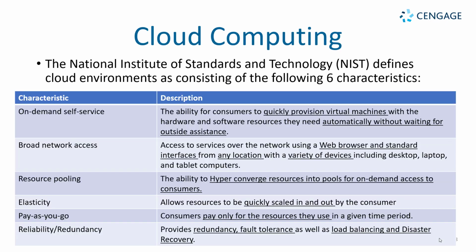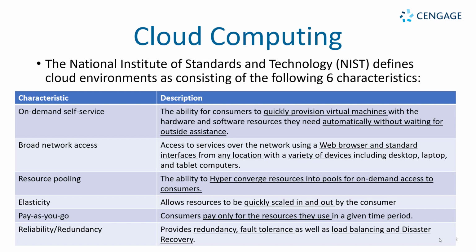That brings us to cloud computing. What do we mean when we say cloud computing service? Well, according to the National Institute of Standards and Technology, NIST defines a cloud environment as consisting of the following 6 characteristics. First, on-demand self-service. This means the ability for consumers to quickly provision virtual machines, with the hardware and software resources they need, and allowing them to do this automatically without waiting for outside assistance. Broad network access means that these services are available using a web browser or some standard interface, essentially from any location over a variety of devices.